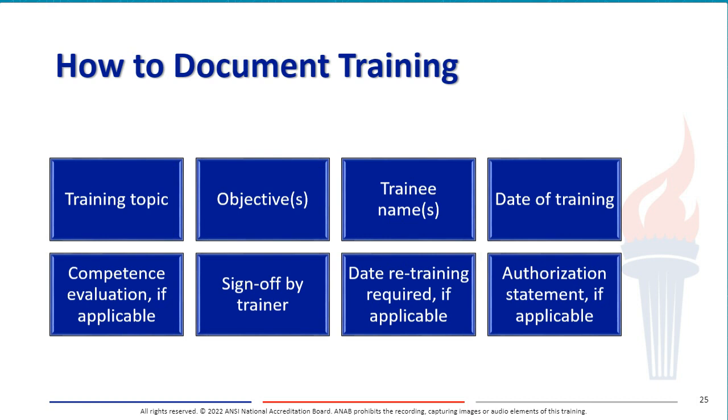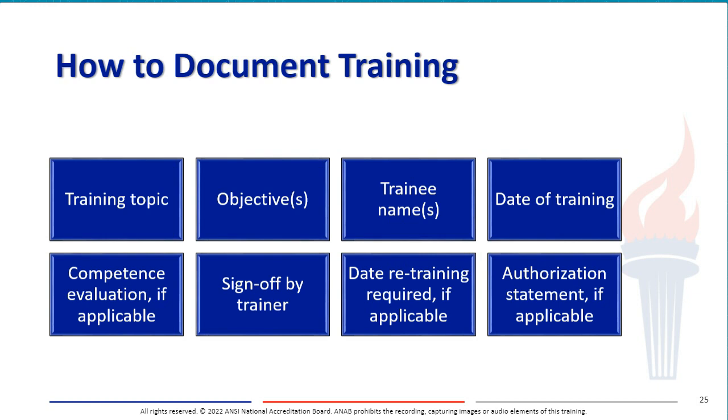Some training takes time to finish, like on-the-job training, so consider documenting the training period or start and end dates in this type of situation. The trainer should sign the training record as evidence of completion of the training, and there should be some sort of competence evaluation, whether that is just sign-off by the trainer, completion of exercises, or a quiz or exam. It's also good practice to document the date retraining is required if applicable. This should be captured in the training system as well so that the retraining is completed as needed.